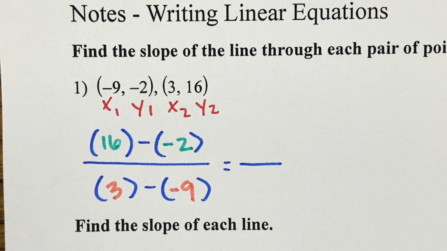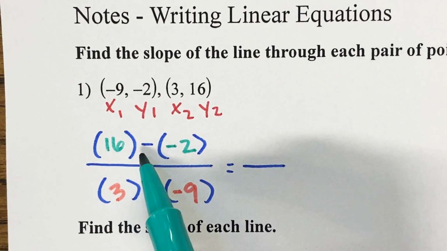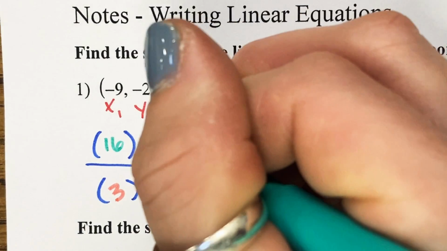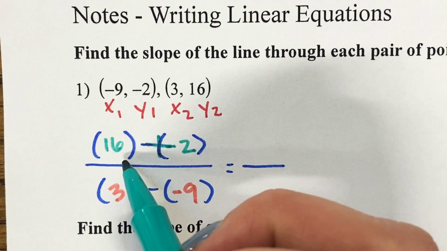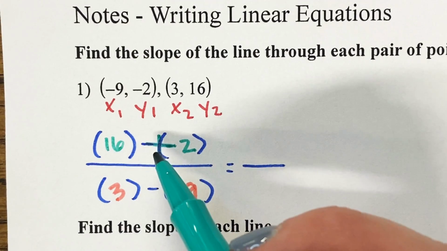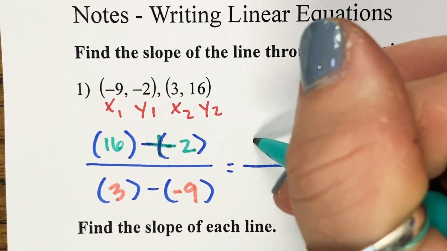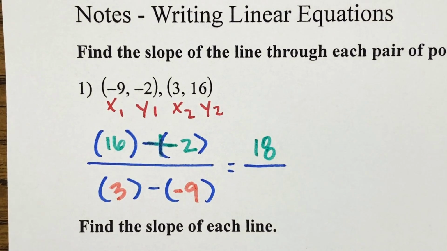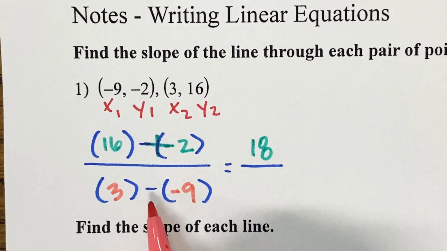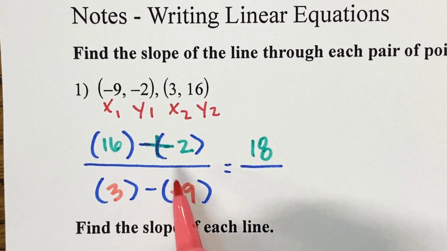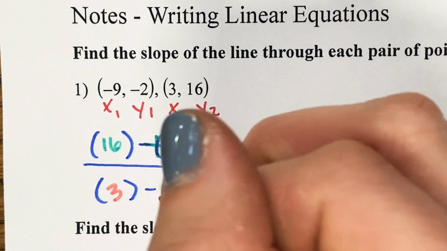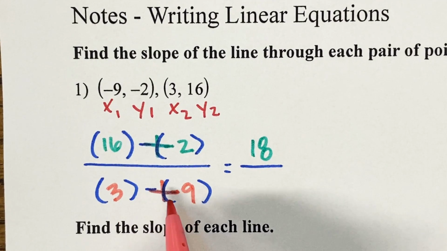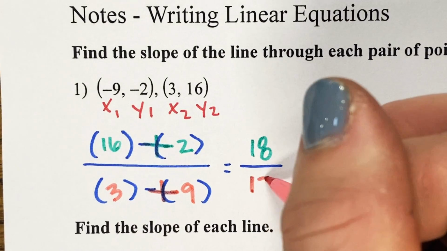Let's go ahead and solve for the top. I have 16 minus a negative. What happens with this double negative? It turns into a positive, so now we're adding. 16 plus 2 turns into 18 on top. Now let's look at the bottom. We have 3 minus a negative 9. Again, we have that double negative, which turns into a positive, or addition. 3 plus 9 is 12.